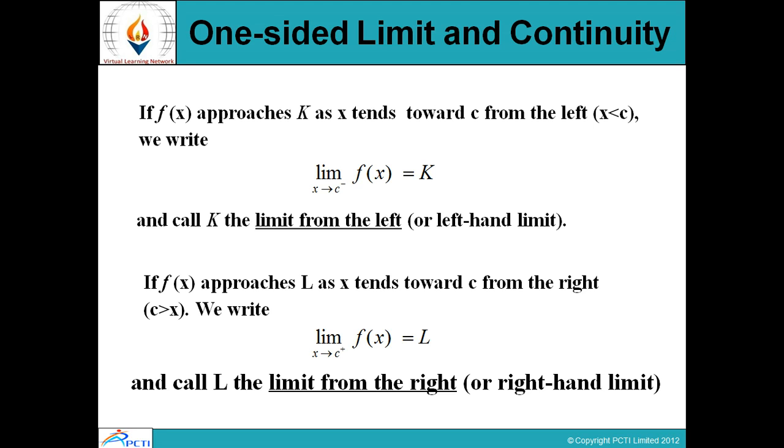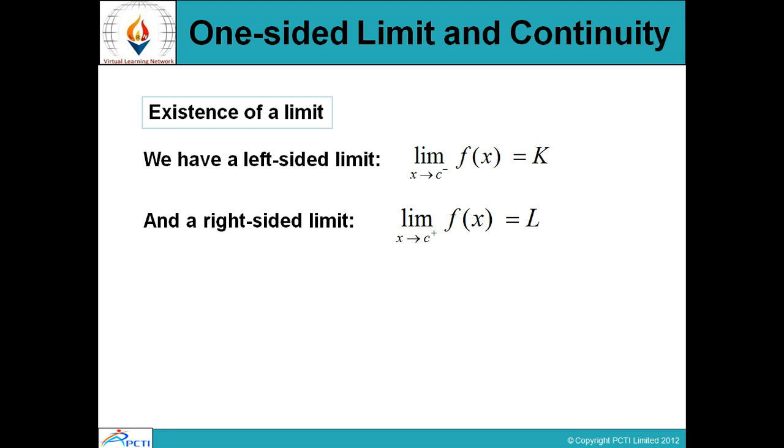One-sided limits and continuity. If f(x) approaches k as x tends toward c from the left, x less than c, then we write limit x tends to c from the left of f(x) equal to k, and call k the limit from the left or left-hand limit. If f(x) approaches L as x tends toward c from the right, x greater than c, we write limit x tends to c from the right of f(x) equal to L, and call L the limit from the right or right-hand limit.